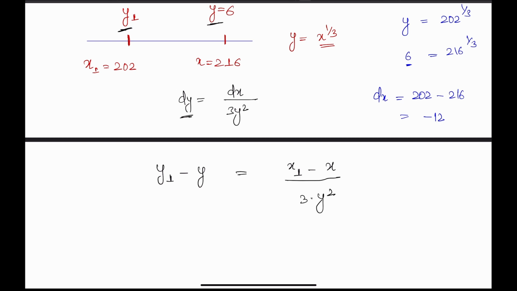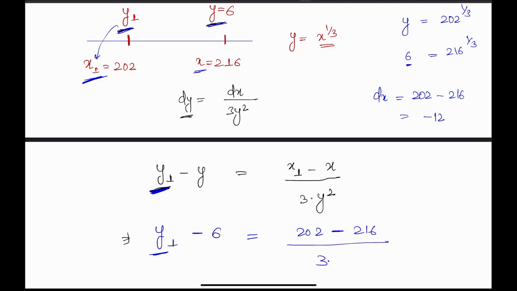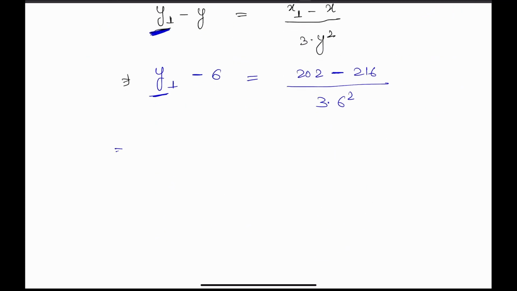Let's just put in the values now. So y1, we don't know, so let's just write y1, because y1 is what we need to find. Y we know, this is 6, plus x1, which corresponds to this one, so 202 minus x, which is 216, divided by 3 into the value of y again, 6 square. So let's try to find out the value.